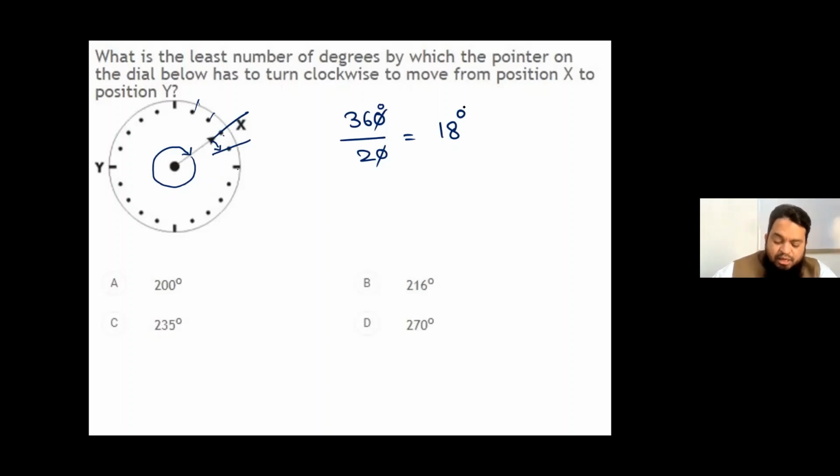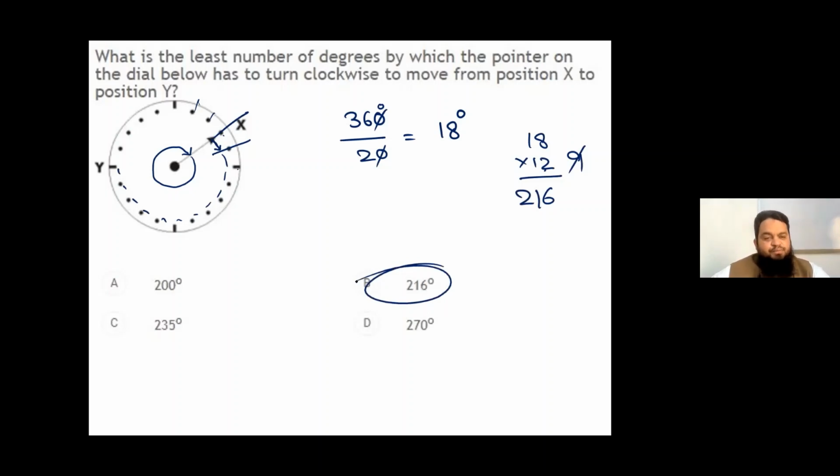Okay, so now let us see how many parts. 1, 2, 3, 4, 5, 6, 7, 8, 9, 10, 11, 12 parts. So what is 18 times 12? 12 eights are 96, and 12 ones are 12, plus 9, 216 degrees. This is the answer. See, whenever we see this figure, we think it is a clock. And a clock, we generally take as 12 parts because we have 12 hours.